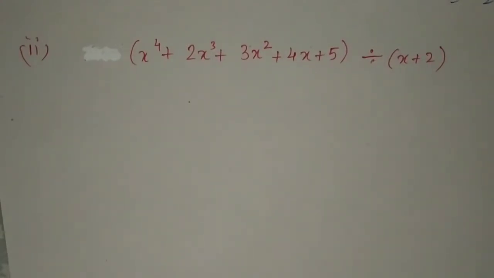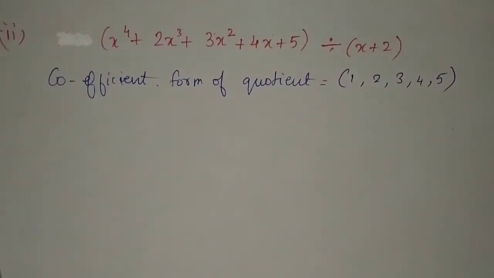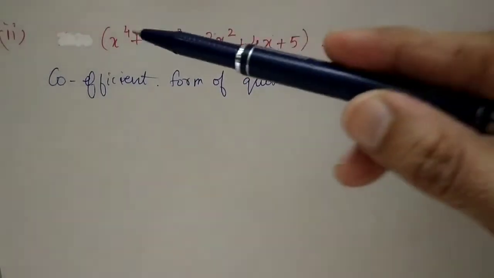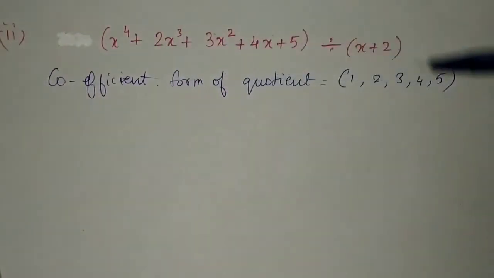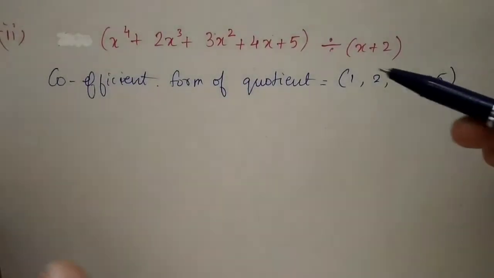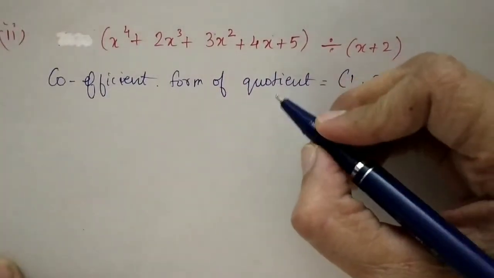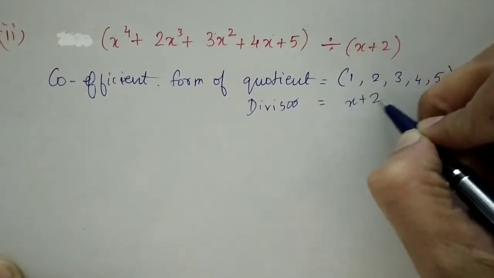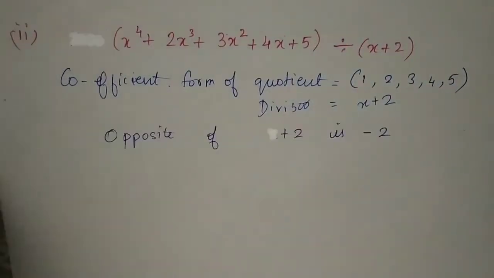So now what are we going to write down the first step? We will write down the coefficient form. So yes, we'll write down the coefficient form of this, which is 1. Since there is no number, it means 1, 2, 3, 4 and 5. This is the coefficient form. Now the next step will be the divisor. We'll write down the opposite of, now the divisor is x plus 2. So I'll write down that divisor is equal to x plus 2. So the opposite of plus 2 is minus 2.